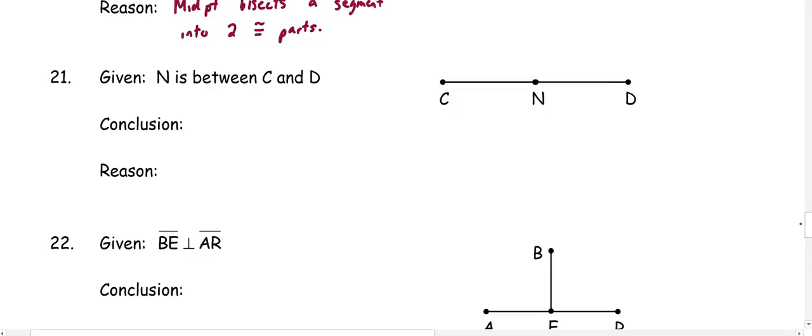Number 21, N is between C and D. Now, we don't know if it's in the middle or not, so we can't call it a midpoint. We can't say anything is congruent. We could conclude, though, that CN plus ND is equal to CD. And the reason for this would be segment addition, because remember, piece plus piece always equals the whole thing.